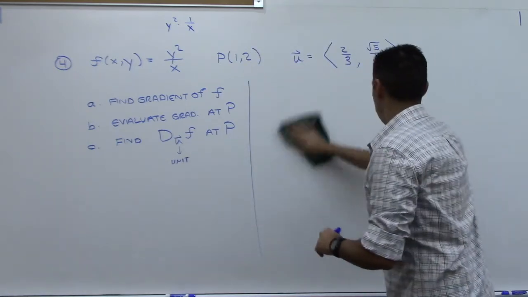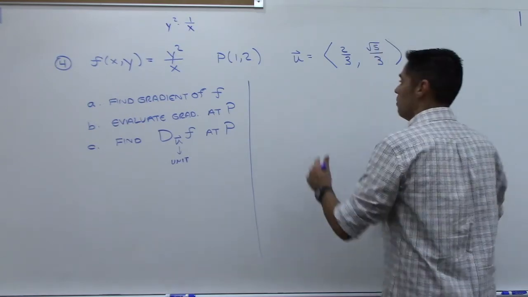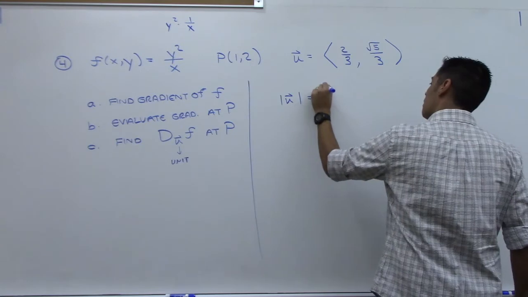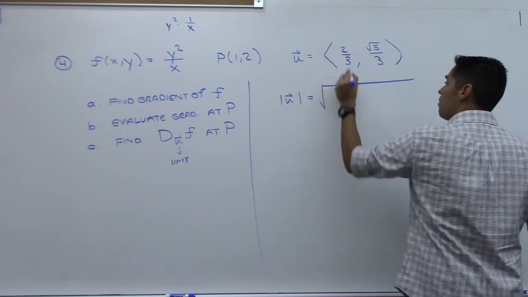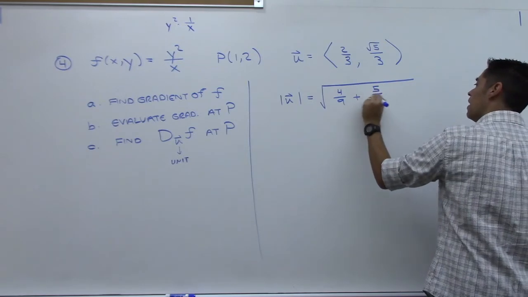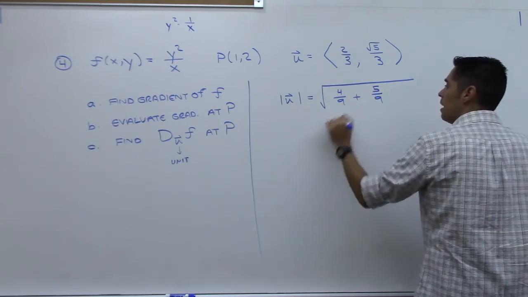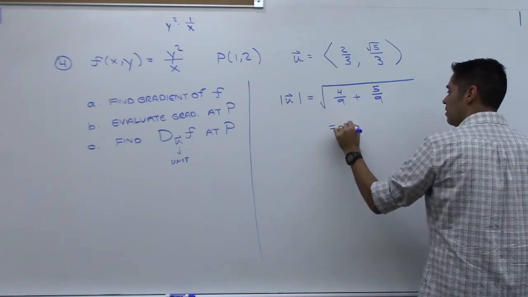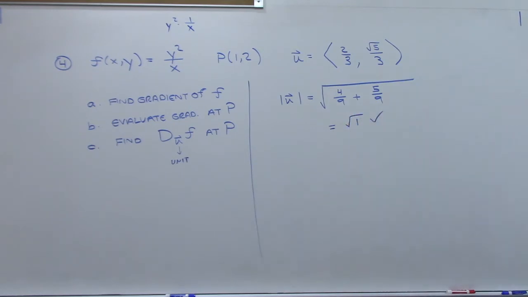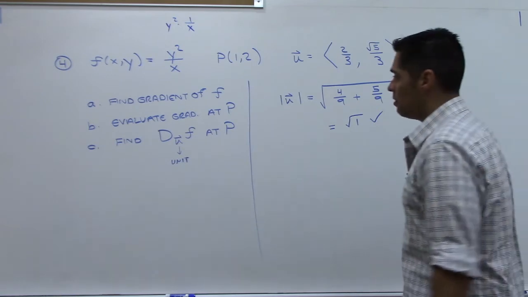I do that by just taking its magnitude. So what is the magnitude of u? It's going to be equal to the square root of this squared, which is 4/9, plus this squared, which is 5/9, and that is 9/9, so 1, so root 1, that's 1, let's check. Okay, so it is a unit vector, so we can go straight to the formula.